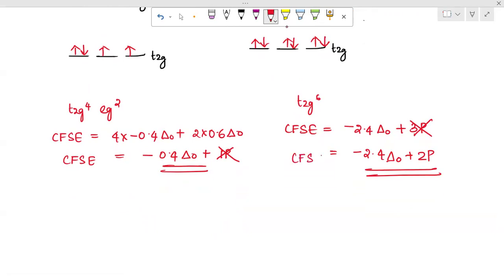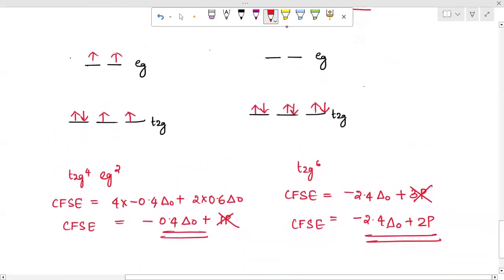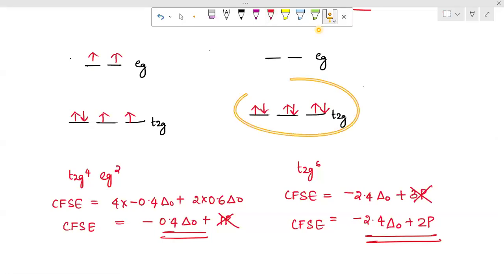CFSE is just 2 pairing energy. Why? Because naturally, if there were 6 electrons, one among them would get paired. Do you understand my words? If you did not pair it over here, naturally one would pair. Even if it is a high spin or a low spin, it would pair naturally.